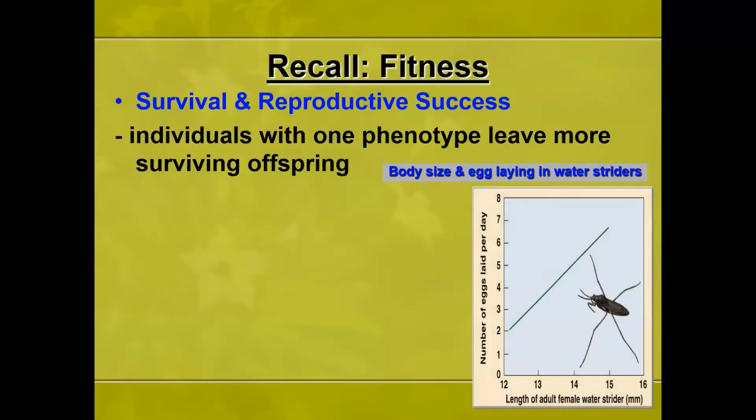Now, one important term we do have to define is fitness. Guys, don't get confused. Some people think fitness is, oh, well, it's the strongest, the ones that are the biggest end up surviving. No. When it comes to evolutionary fitness, it's all about how well you survive, but also how well you reproduce. It's individuals with one phenotype leaving more offspring than others.